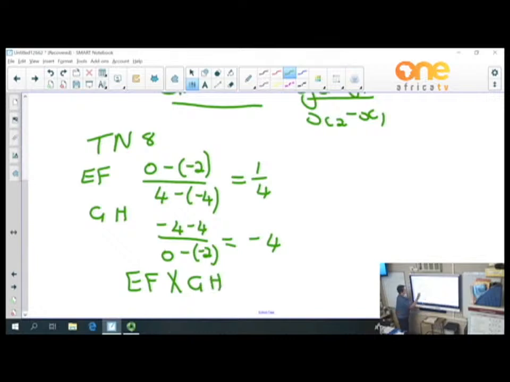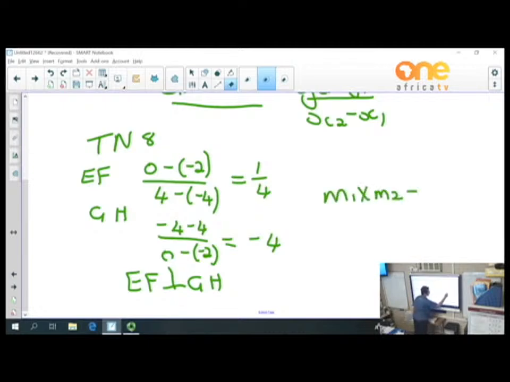Why can I say that EF is perpendicular to GH? The rule is m1 times m2 is equal to negative 1. If that is true, the lines will be perpendicular. Can you see, if you multiply a quarter with negative 4, I get negative 1. In short, we say it's a change of sign reciprocal. It's the change of sign reciprocal.